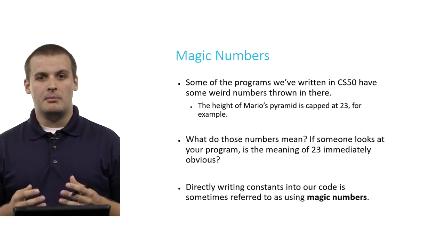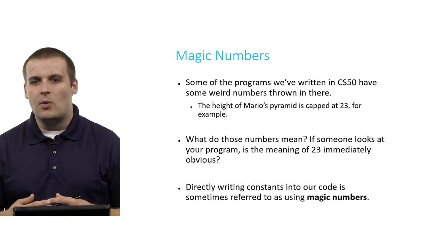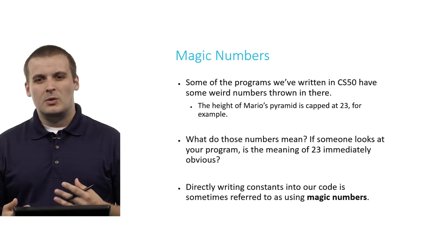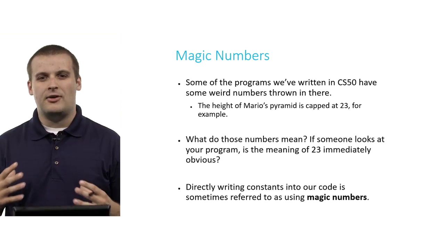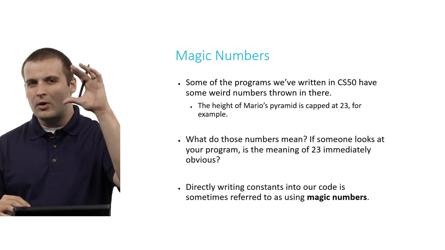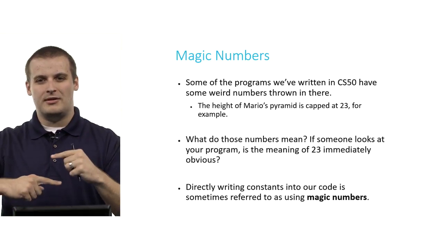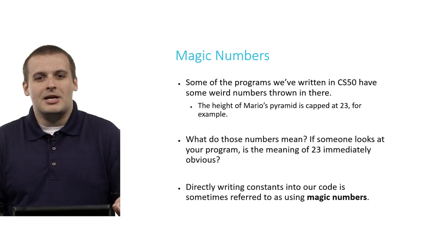For example, in the Mario problem, we capped the height of the pyramid at 23. We explicitly said you can't go higher than 23. But what does 23 mean? Well, if you read the spec carefully, you might have seen that the reason we capped it at 23 is because the standard height of a terminal window is 24. And so if we had the pyramid be taller than that, it might do this weird thing where it runs off the screen.